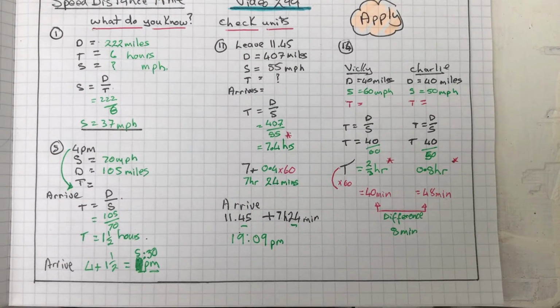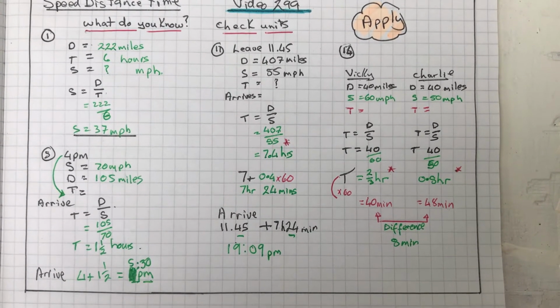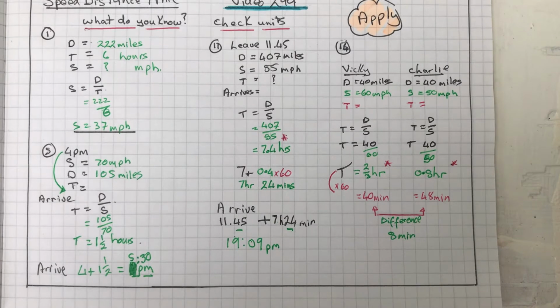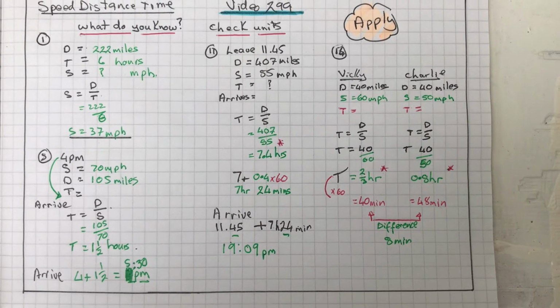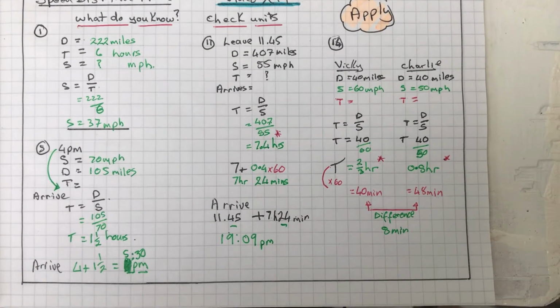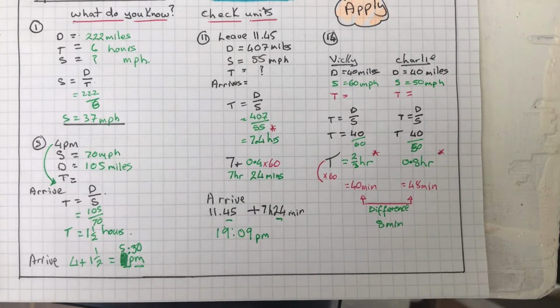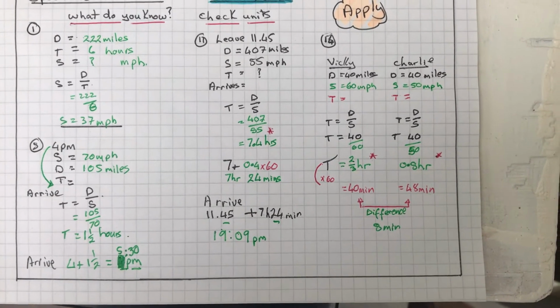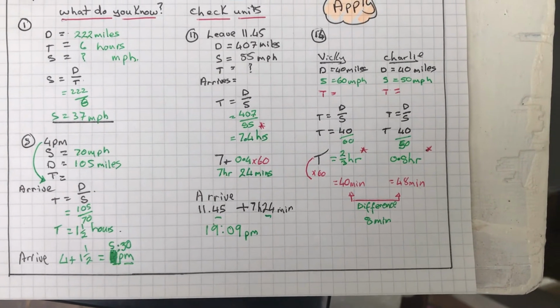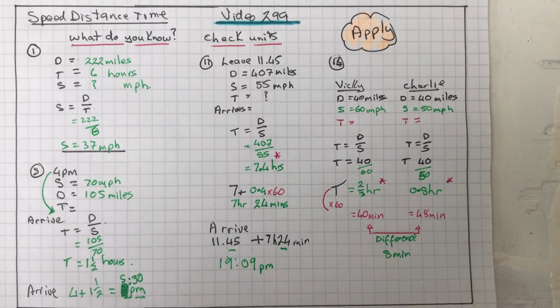So the journey takes 7 hours and 24 minutes, which means if I leave at 11:45 in the morning and I travel for 7 hours and 24, 11 and 7 is 1800 hours, but 45 minutes and 24 minutes adds up to 1 hour and 9 minutes. So if I add 1800 plus 1 to get to 1900 hours, plus an extra 9, that means the bus arrives at 19:09 p.m.